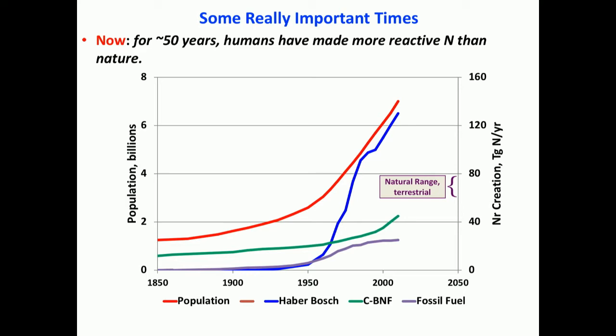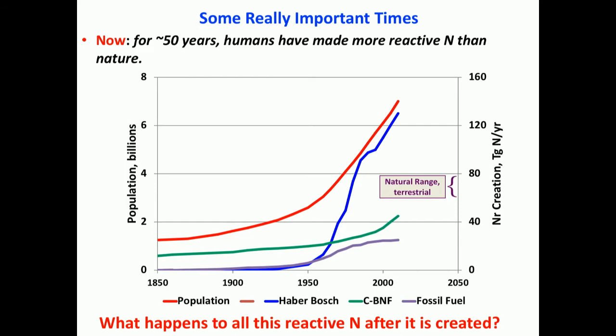By the time, before most of the people in this room were born, 1950, 1960, humans became better than nature in converting N2 to reactive nitrogen. Now, on a global scale, we humans create about 3 to 5 times more reactive nitrogen than do natural terrestrial systems. So, what happens to this reactive nitrogen once it's created? Part of the title of my talk is The Cascade.